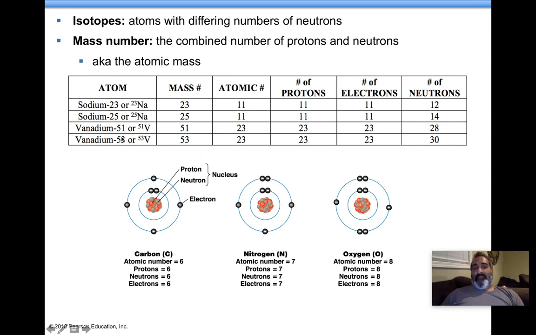Here's vanadium 51 and vanadium 53. Mass number 51, atomic number 23. It's the same for both vanadiums. The number of protons is the same because that's the atomic number. The number of electrons is the same because it always equates to the number of protons, but the neutrons are different. So that's what makes an isotope different. It's their differing numbers of neutrons, all right? 51 minus 23, 28. 53 minus 23, 30 neutrons. That's how you calculate these.